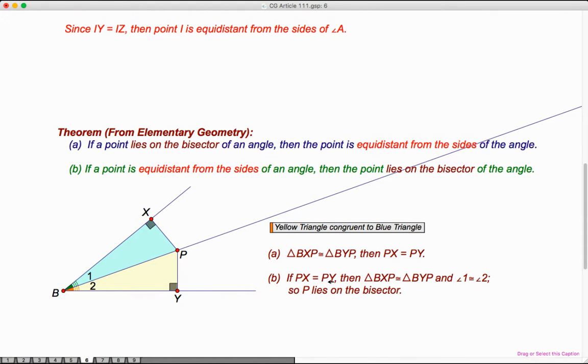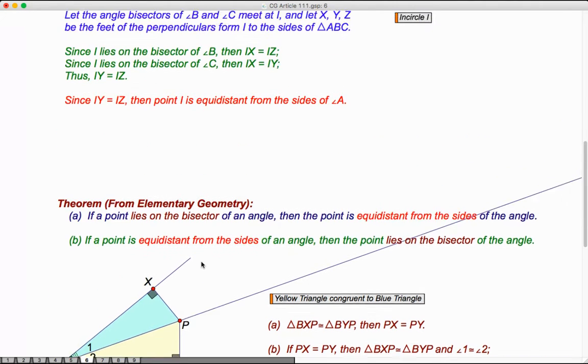So if PX is equal to PY, can we show that the two triangles are congruent? This is congruent to this, and this is congruent to itself. This is congruent to this one because that's a right angle, and therefore the HL theorem, the hypotenuse-leg theorem, tells us that the two triangles are congruent, and therefore angle 1 is congruent to angle 2, and therefore P must lie on the angle bisector.